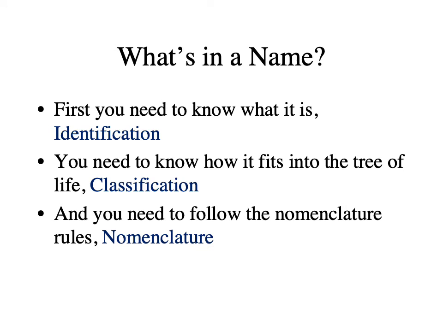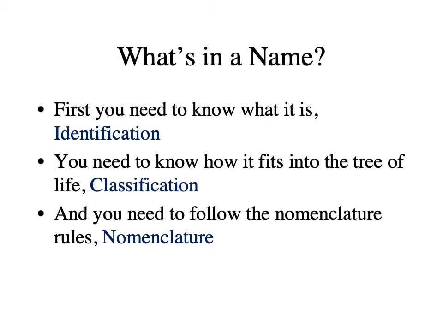So what all is involved in a name? What does that mean? What is taxonomy? We're going to look at each of these individually, but let's start out with what they are. First, you need to know what it is. That's identification. What is this? What am I looking at?